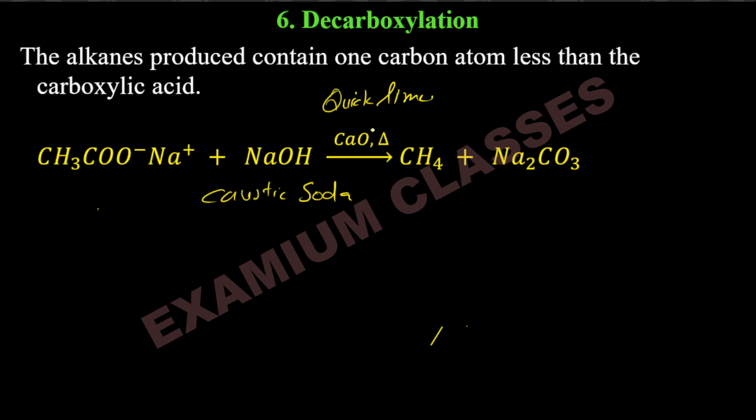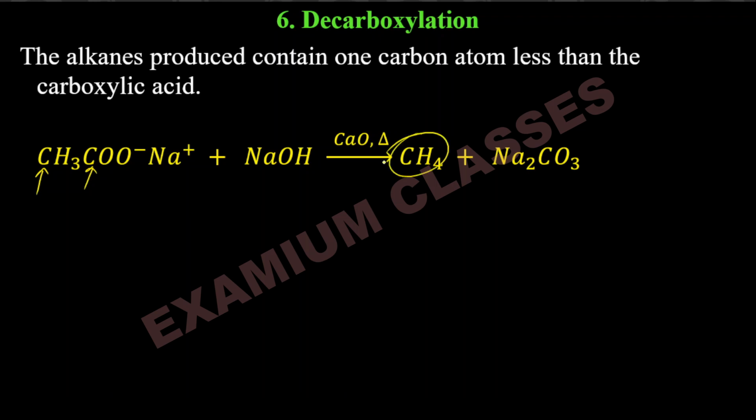Now this mixture is called soda lime. The reason is this is caustic soda, this is quicklime, so this is known as soda lime. Sometimes you might get it written that the sodium salt of carboxylic acid is heated with soda lime. What we will get is an alkane, but this alkane will have one carbon less than the carboxylic acid or sodium salt of carboxylic acid. Here you have 2 carbons. Here you have only 1 carbon because the other one has been removed. The other one is here with sodium carbonate.